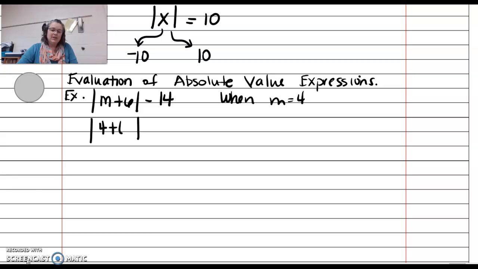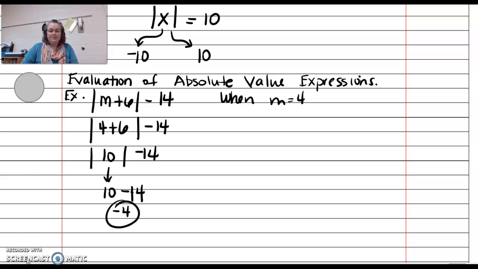So you have 4 plus 6. The absolute value of 4 plus 6 minus 14. So the absolute value of 4 plus 6 is 10, and then minus 14. So what we want to do is find out what the absolute value of 10 is. Well, the absolute value of 10 is 10 spaces away from 0, and then we minus 14, which gives us a value of -4. Notice when I took the absolute value of 10, the absolute value signs went away because the absolute value of 10 is 10. And then I took away the 14 minus 4.